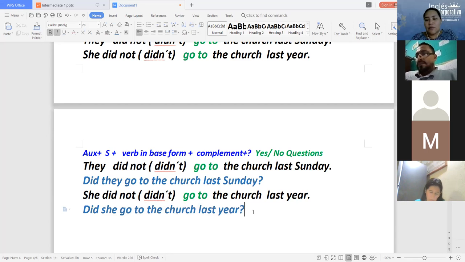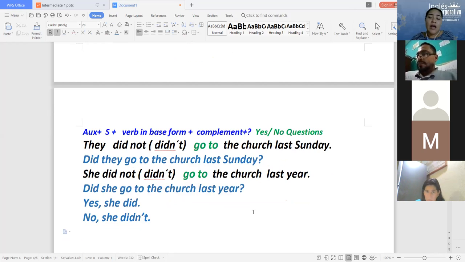Why do we call them yes/no questions? Basically, on these questions we are just going to expect this answer: "Yes, she did," or "No, she didn't." So we expect this type of answer. Of course, you can add more if you want to. You can definitely add more, but it's not necessary. Here, we only wait for a yes or a no.